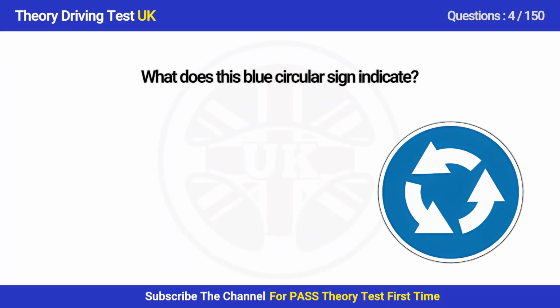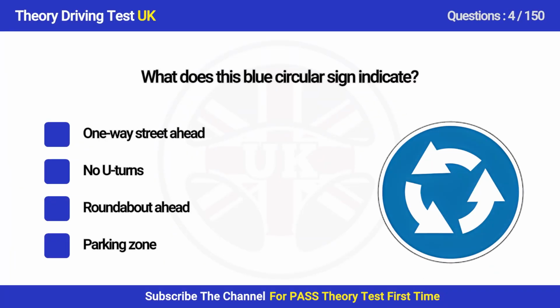Question 4. What does this blue circular sign indicate? A. One-way street ahead. B. No U-turns. C. Roundabout ahead. D. Parking zone.